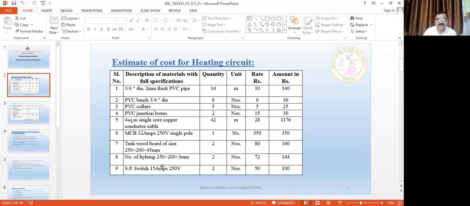Now the sheet for this teakwood board, 250 by 200 by 3 mm. We need two boards, 72 rupees for two boards, it becomes 144 rupees. Now SP switches, 15 ampere 250 volts, two numbers are required, one for each point. So 50 rupees each, it becomes 100 rupees.